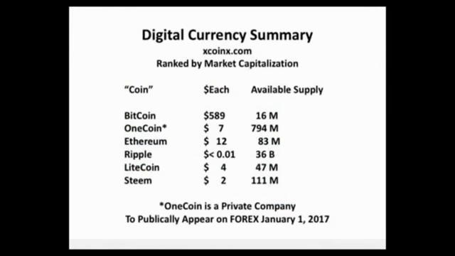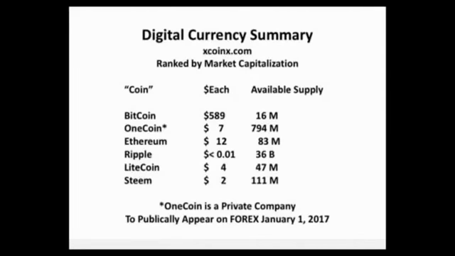So the different coins going down, we see Bitcoin, OneCoin, Ethereum, Ripple, Litecoin, and Steem. OneCoin is a private company. That's why it only shows up here on this particular website. Otherwise, you can't find it. OneCoin is supposed to go public in January. So the cost right now, today, August 15, 2016, you can see, is a huge discrepancy.